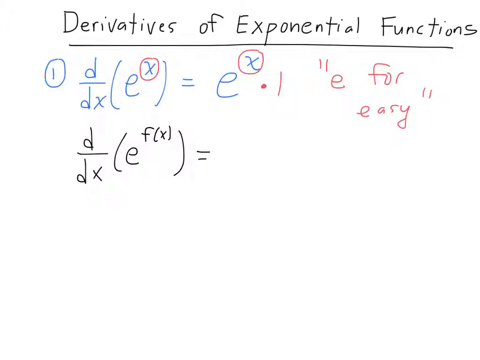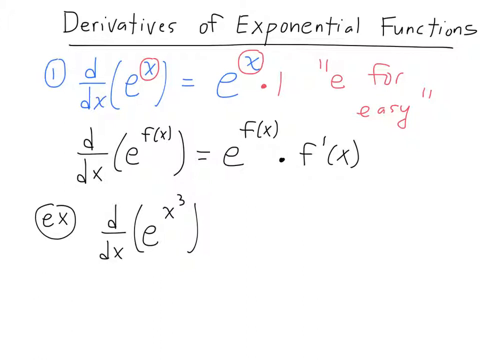We have to know that the derivative of e to some function, yes, it's e for easy, you get the same thing back, but the chain rule is in effect here, where we're going to have to chain along the derivative of that power. Okay, so quick example.